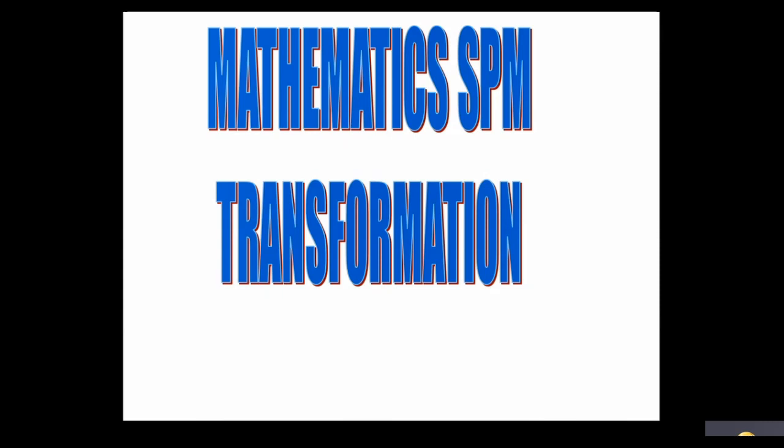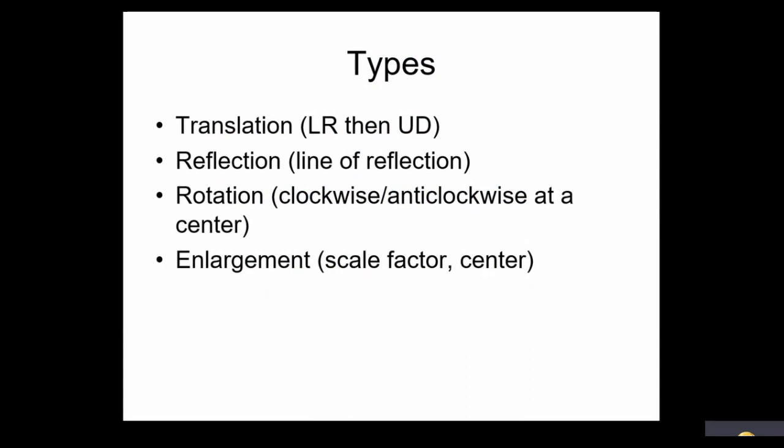There are 4 transformations that you have to know. The examples that I'm going to discuss with you later will cover all these 4 transformations. Let's go through each of them briefly. The first one is translation. This is probably the easiest transformation. There will be 2 numbers given to you. The first number indicates whether you have to go left or right, and the second number indicates whether you have to go up or down.